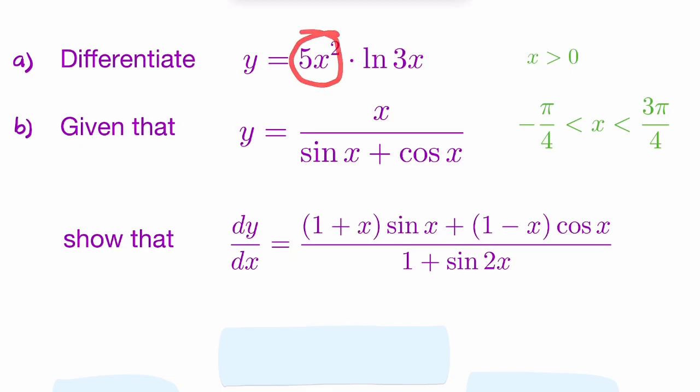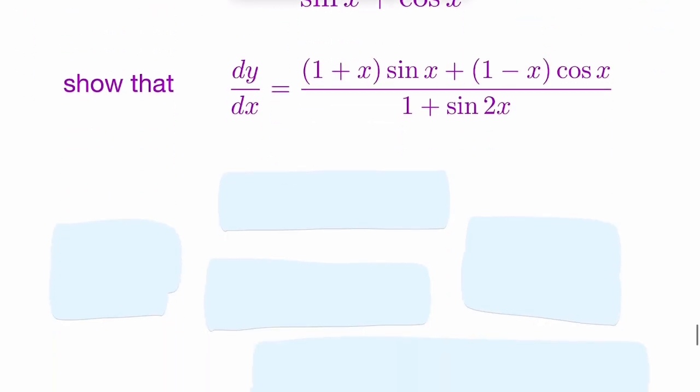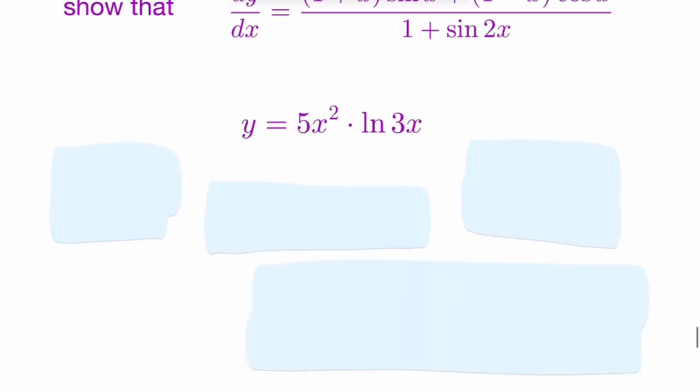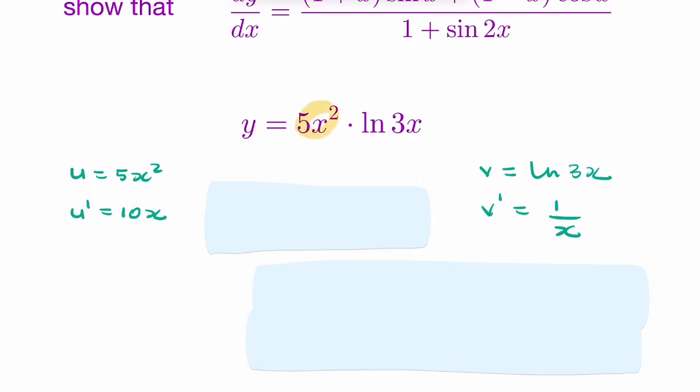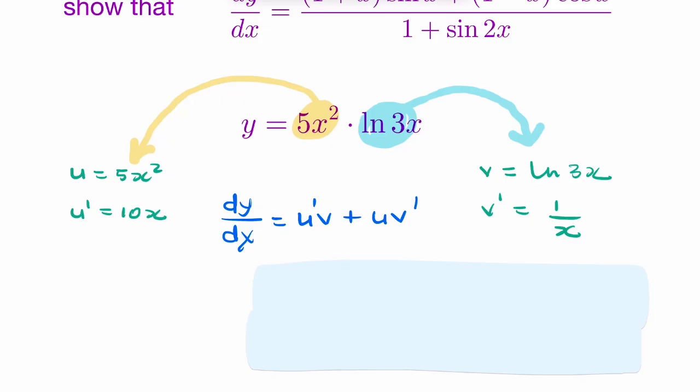You've got 5x squared multiplied by the natural logarithm of 3x. So you would naturally take the first term to be u, the second term to be v, and then differentiate each of these. So if that's our u and this is our v, then the product rule simply says the derivative of u times v plus u times the derivative of v.